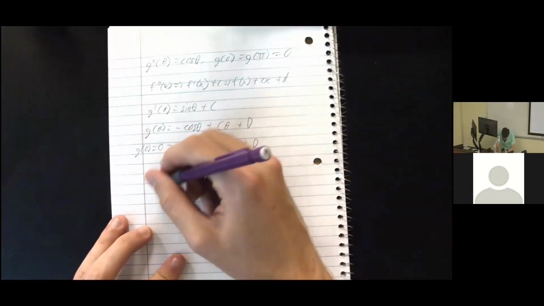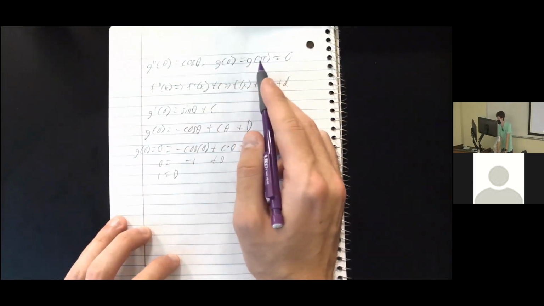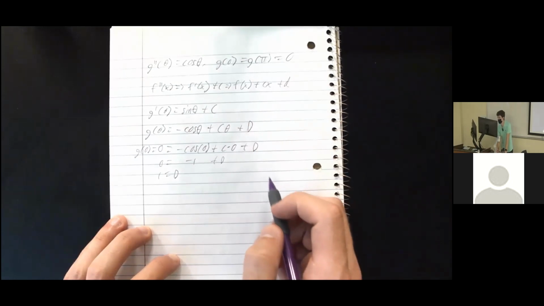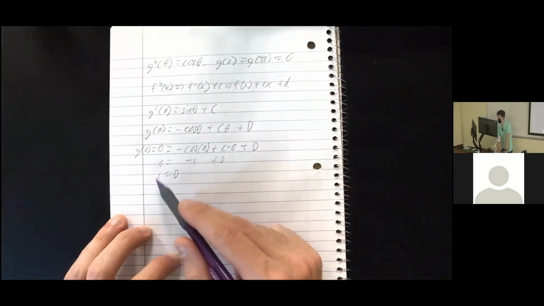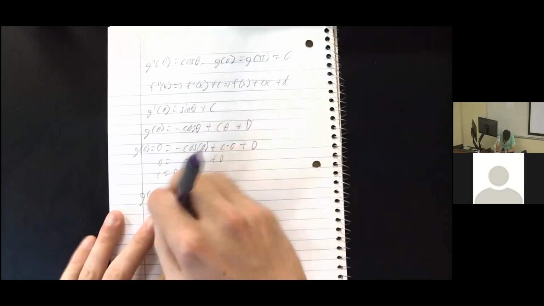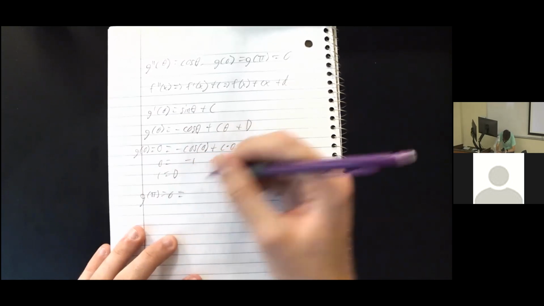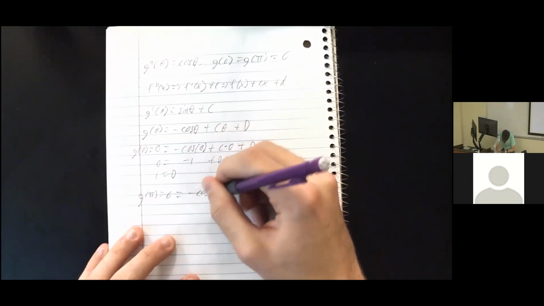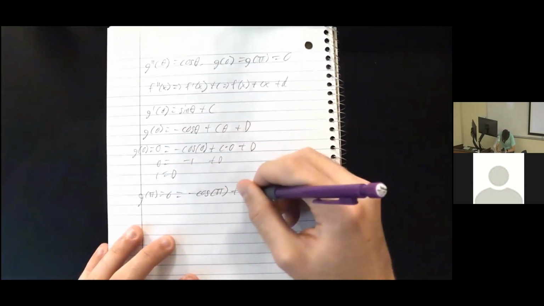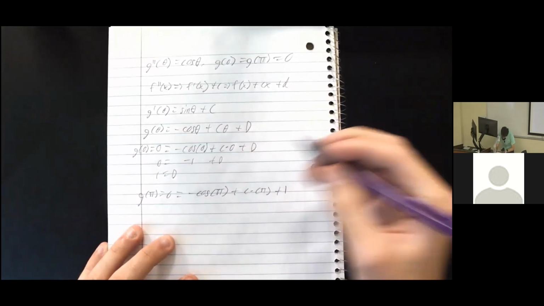Awesome. And now we use the other value that we can plug in that equals 0, along with our newfound knowledge of what d is, to find what c is. So I'll do g of pi equals 0 equals negative cosine pi plus c times pi plus 1 because of this.